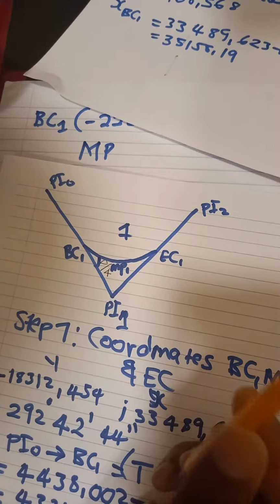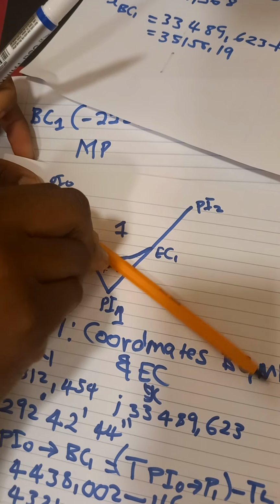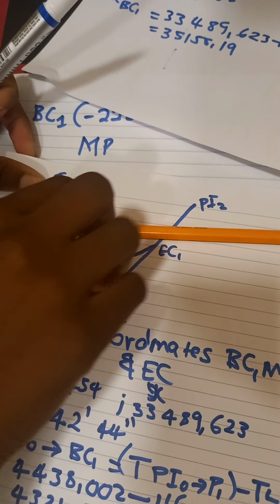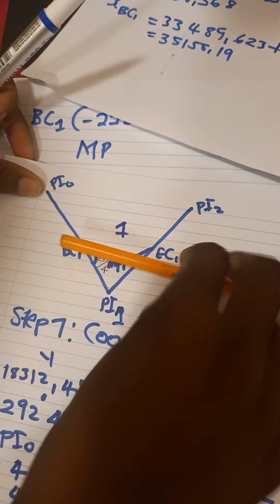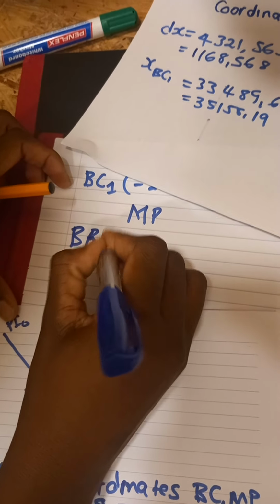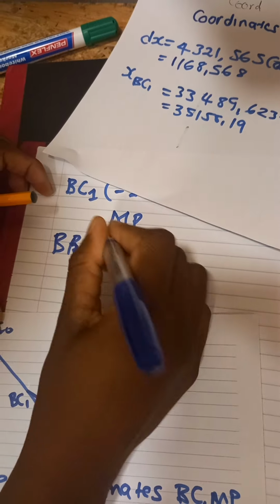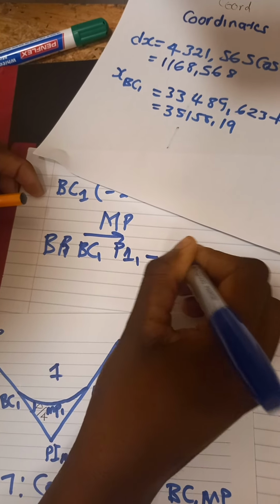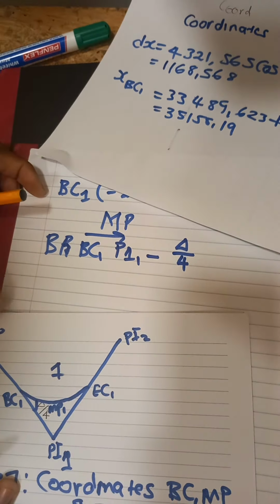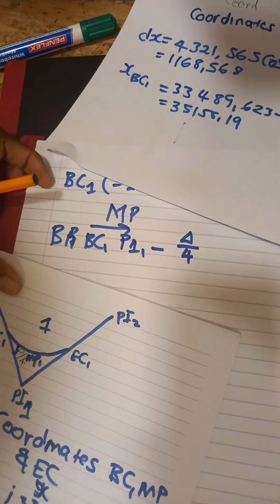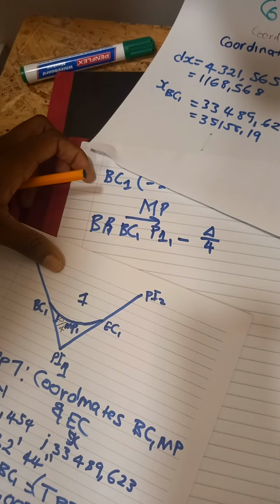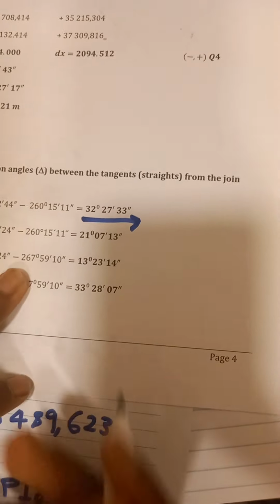When you shift your pen from BC, you're moving in an anti-clockwise direction. So to get the bearing at MP, you're going to say the bearing from BC1 to PI1 minus delta over 4, since we moved in an anti-clockwise direction. The delta that I'm talking about is this delta, the one we calculated, 32.